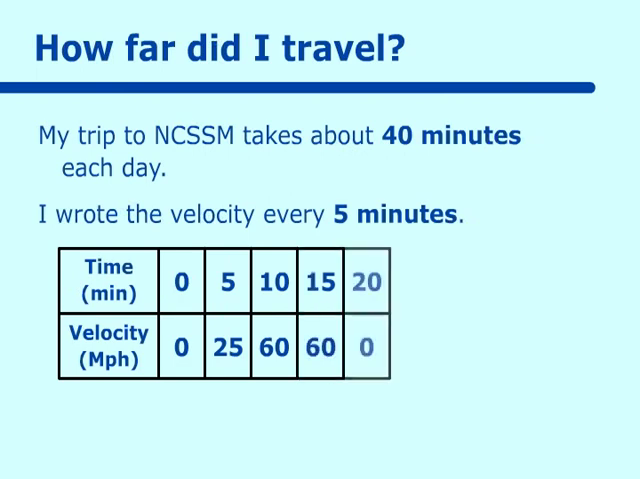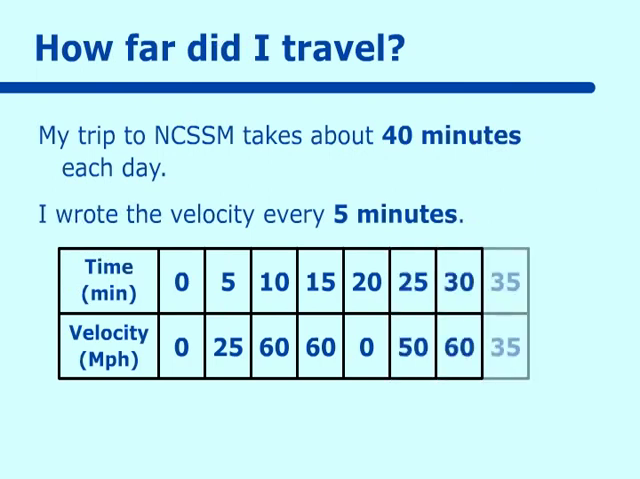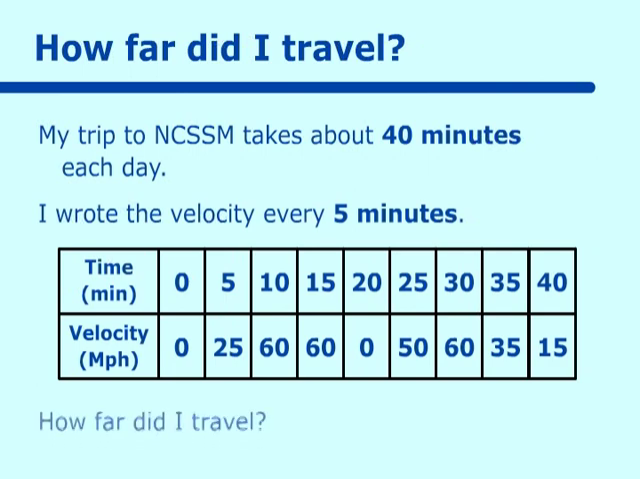15 minutes later, I was still going 60 miles an hour. 20 minutes later, I was at a light, and that was stopped, of course, red, zero. At 25, I was going 50 miles an hour. 30 minutes, 60 miles an hour. 35 minutes, I was going 35 miles an hour. At 40 minutes, I wasn't quite at school, but I was almost here, and I had been slowing down to about 15 miles an hour. How far did I travel?